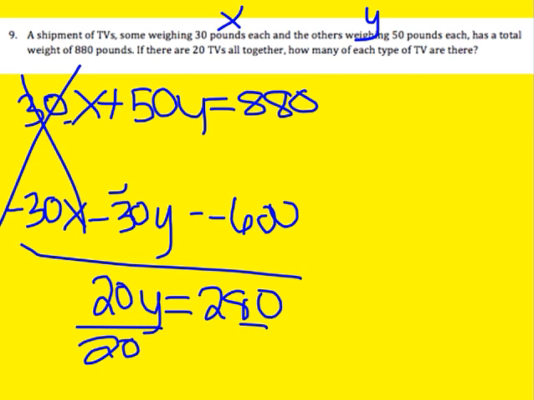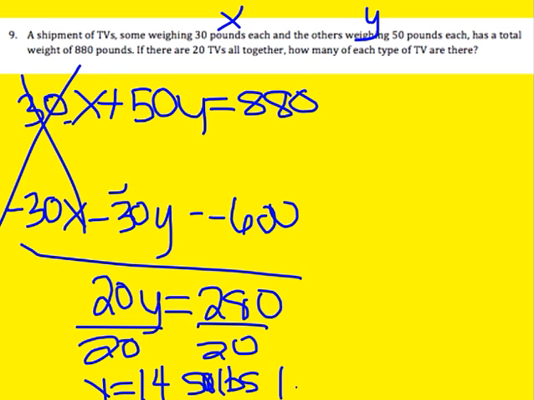Divide both sides by 20. And we end up getting that y is equal to 14 50-pound, that's supposed to be a 0, TVs.